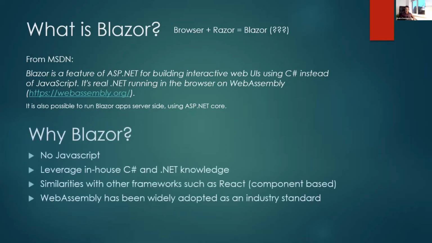So why would someone use Blazor? For me, one of the selling points is no JavaScript. And no JavaScript might seem a bit of an overreach. There are possibilities of interop. We'll try to get to that later. One great advantage for me is that you can leverage in-house C# and .NET knowledge. That whole concept of front-end engineers and back-end engineers, I just think that if you have very good C# developers, and they want to do some front end, maybe this is a really good way to leverage their skills. Another reason would be similarities with other frameworks such as React.